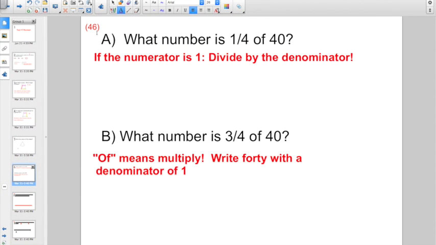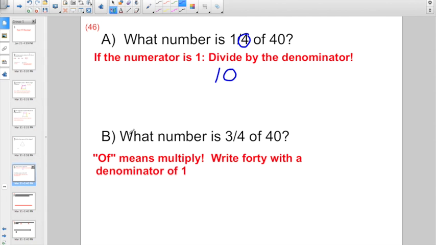Take a look at this one coming at us from lesson 46. What number is 1/4 of 40? And we've been saying this for months and months now. If the numerator is 1, divide by the denominator. So the denominator of 1/4 is 4. What is 40 divided by 4? Well, that's going to give us 10, right?